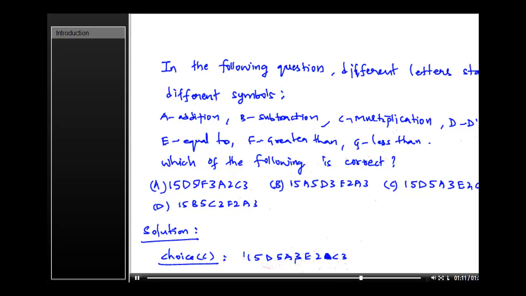We need to apply here BODMAS. 15 divided by 5 gives you 3, plus 3 is equal to 2 into 3, that is 6. Clearly it is 6 is equal to 6, which is a true statement. Hence choice C follows.